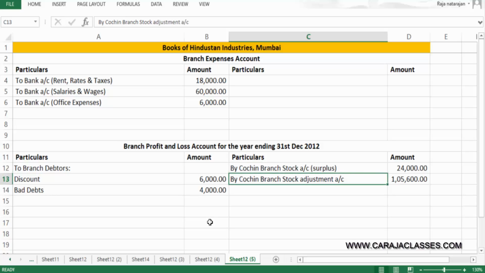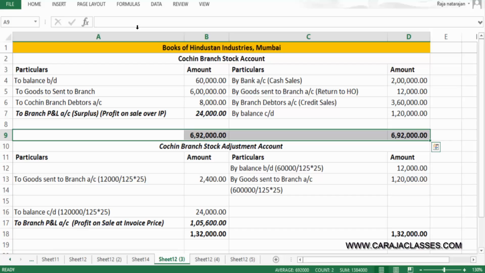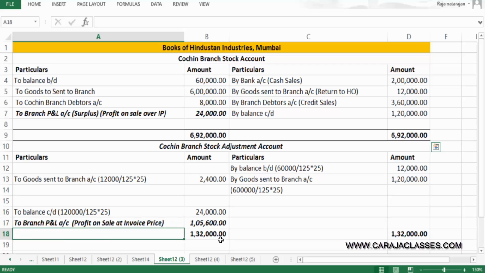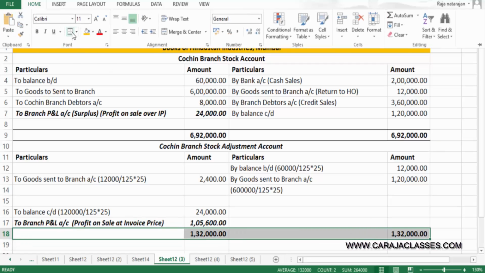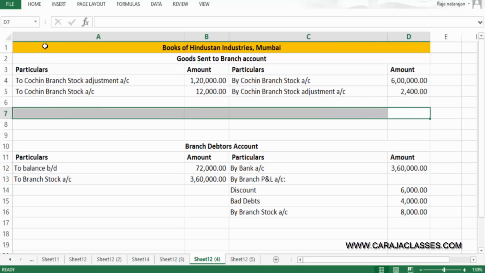Done. Then let's try to close other accounts. So we have closed these 2 accounts, critical accounts we have done with. Let me just highlight them. So we have closed that. We have also closed this account, number 2. Number 3, let's see what is the fate of goods into branch account. See, goods into branch account was credited by these 2 and debited by these 2, and there is a balance now. That balance will get transferred to purchases account. Okay, so let me just total this.